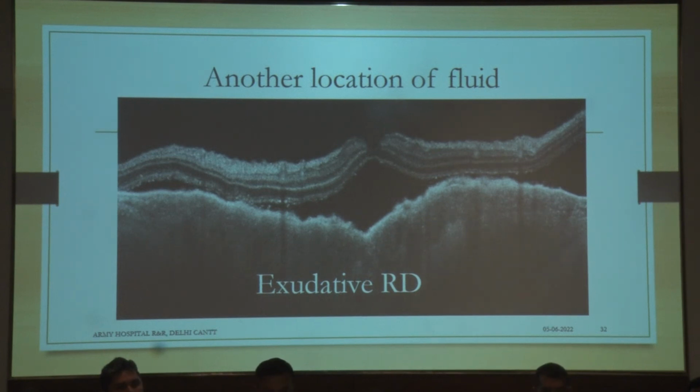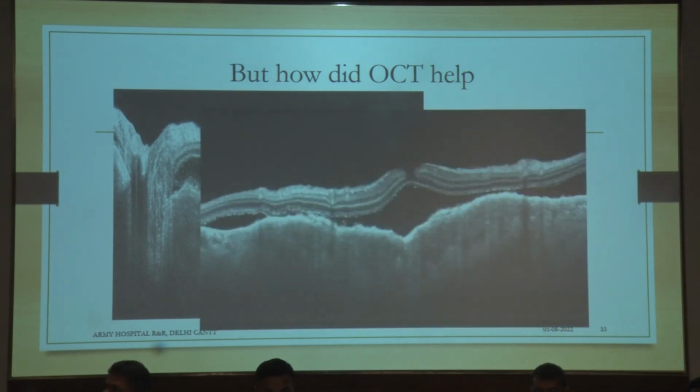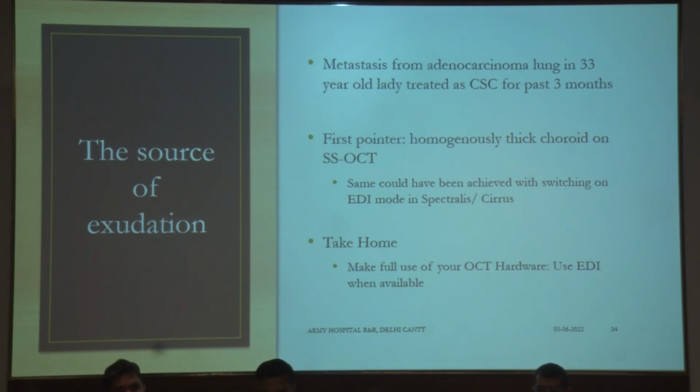I would like to emphasize that here is a case of an exudative RD. But how did OCT help in this case? If you see the choroid, it's quite homogeneous. It's absolutely homogeneous, and there is no subretinal inflammation and no vitreous inflammation. So this is not a case of a simple exudative RD. This was a 33 year old lady. It was a case of a metastasis from adenocarcinoma. So the OCT helped us zero in on a diagnosis.